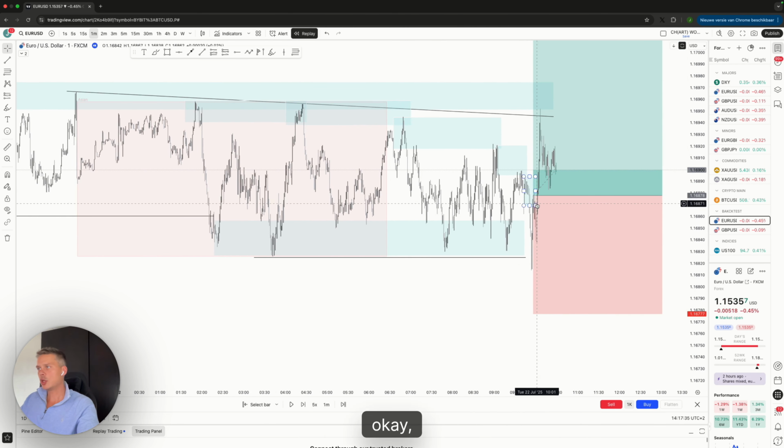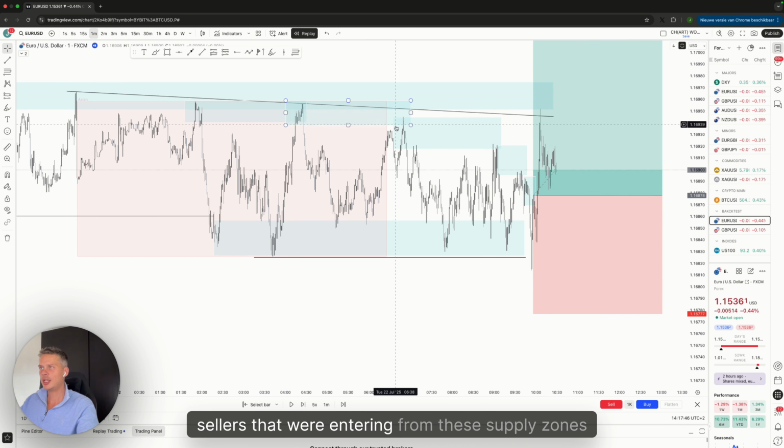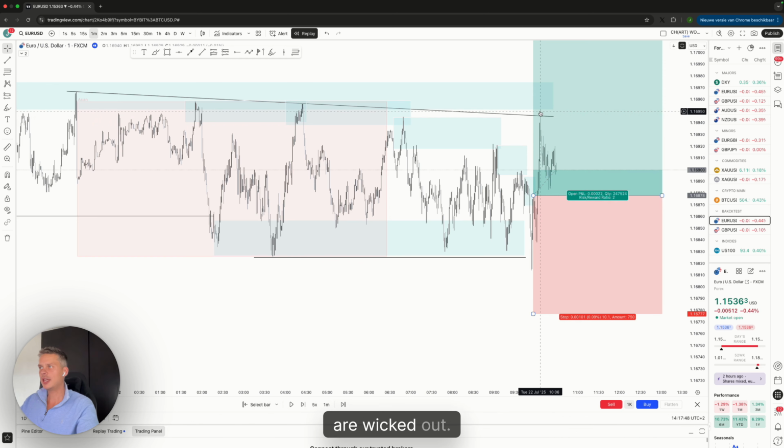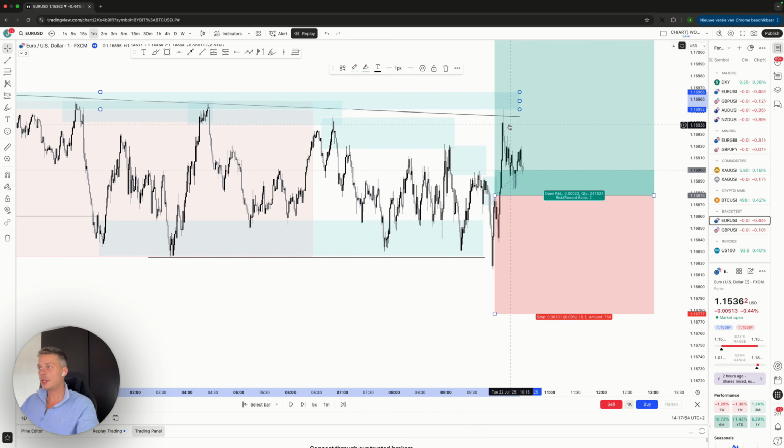But then again, okay, so we are in the trade. What happens? Price spikes up, very aggressive, takes out the trend line. The sellers that were entering from these trend lines, sellers that were entering from these supply zones are wicked out. We tap into what? This very clean resistance. From that resistance, what do we see?